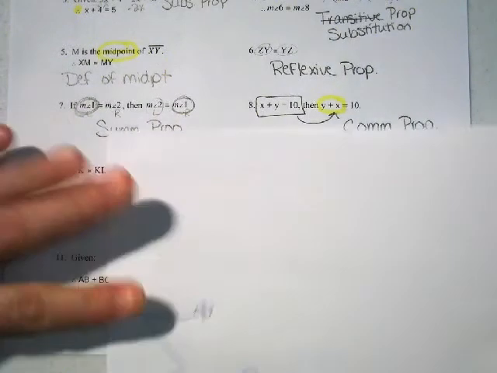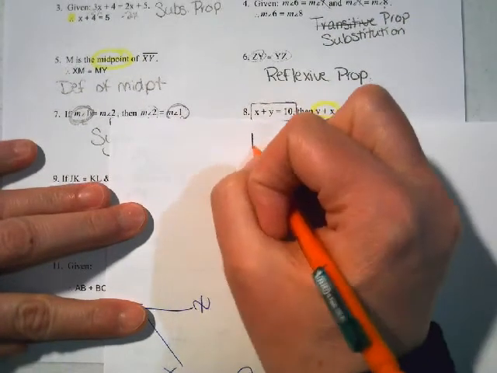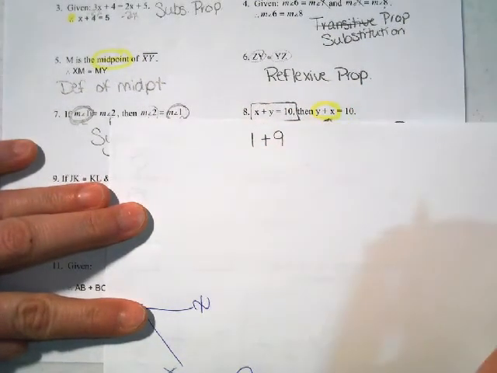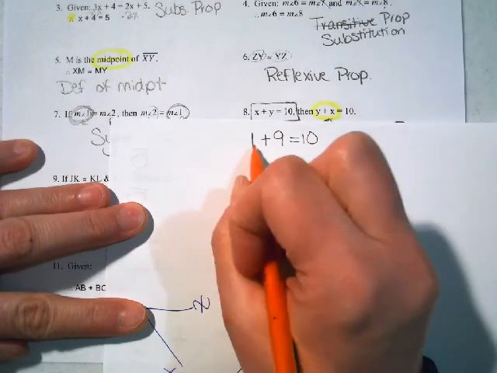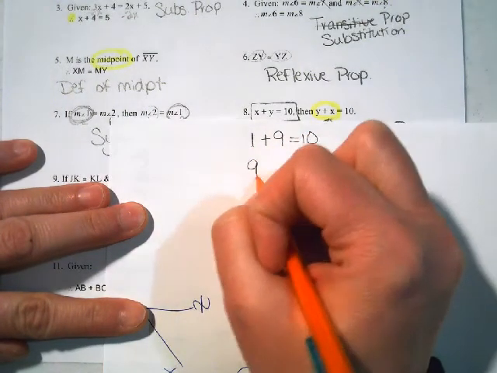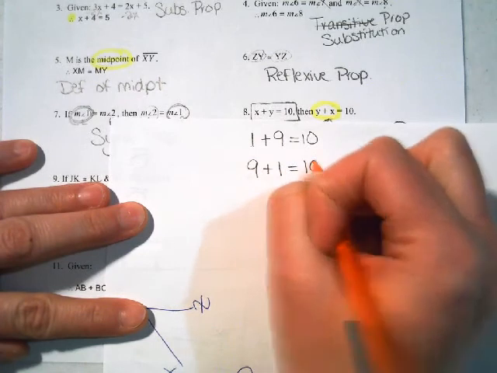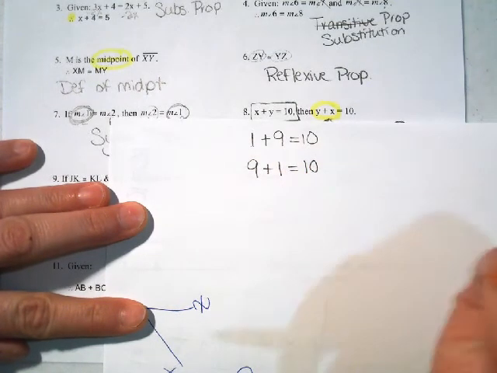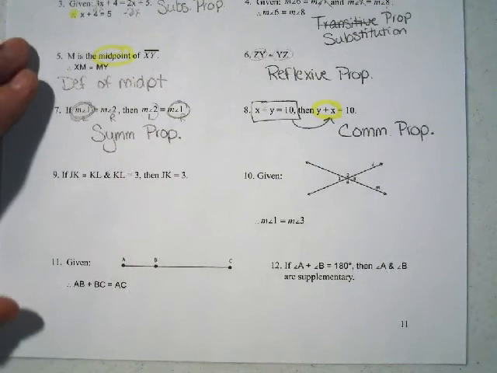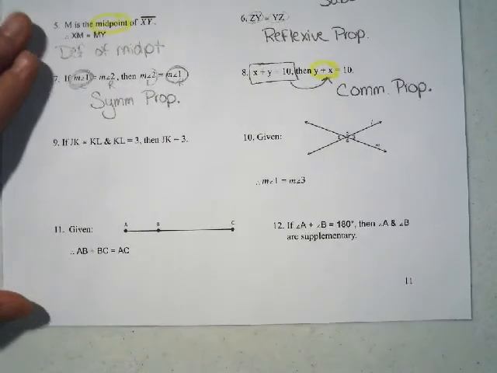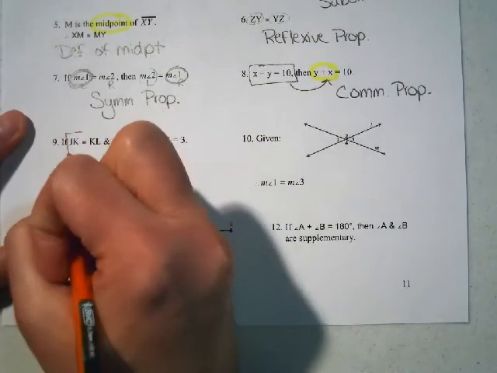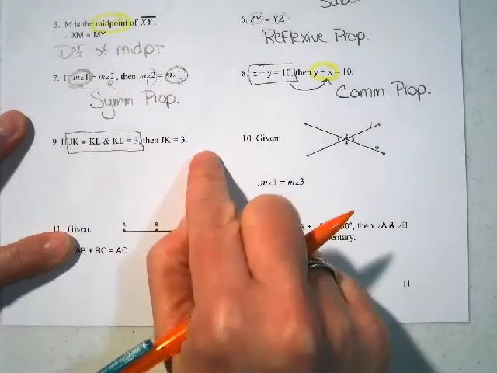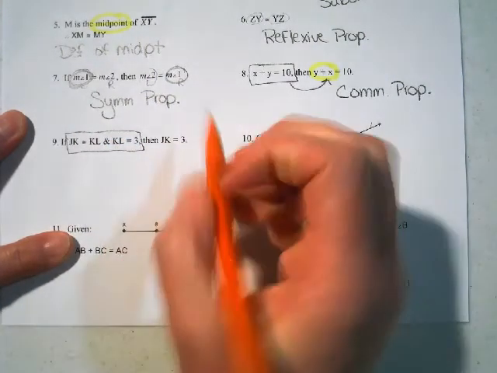So the commutative property is the property that tells you that order, when you add and when you multiply, does not matter. Now, I don't know what x and y are. How about let's just say x is 1 and y is 9. I mean, let's just make it easy. That totals 10. Does it matter if I do 1 plus 9, or could I do 9 plus 1? Doesn't matter. The commutative property tells us the order doesn't matter. So that's how I knew what property it was.